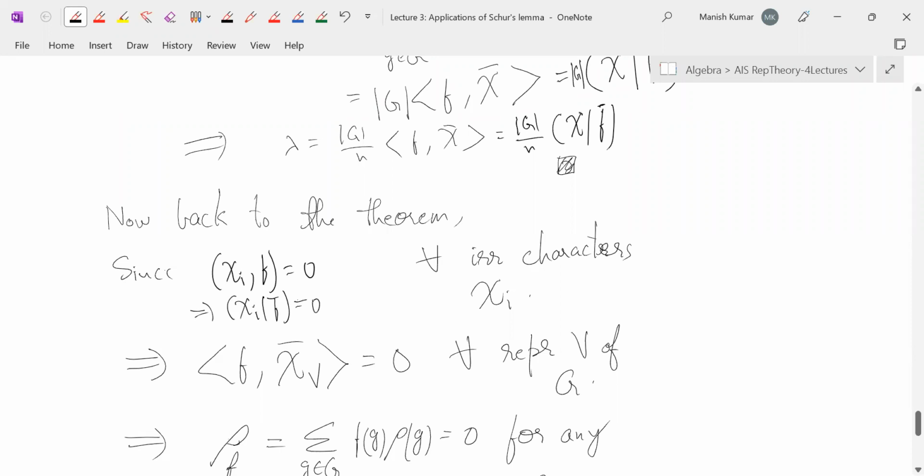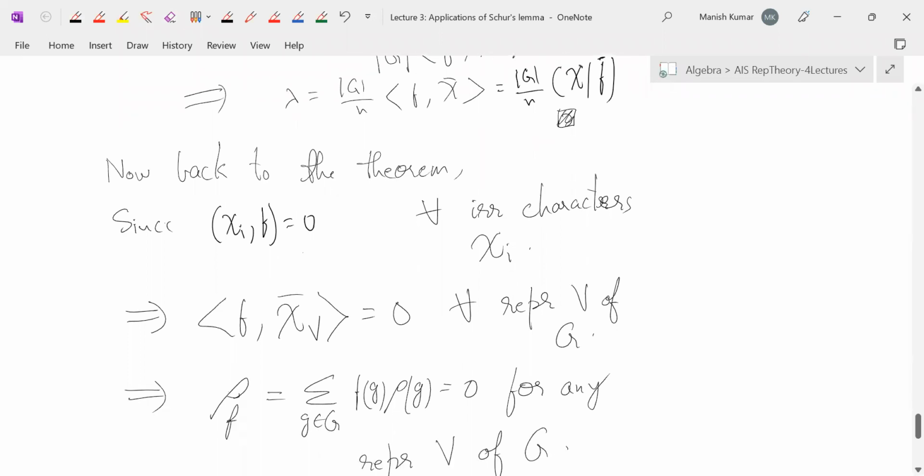Because of the formula. So maybe what we'll show is that f bar is 0, but f bar is 0 implies f is 0. So let's just write it this way. Just keep it this way. So suppose chi, f is 0, where f is some class function.